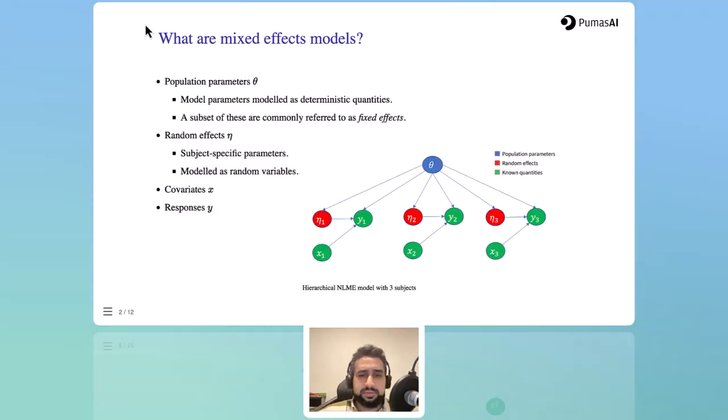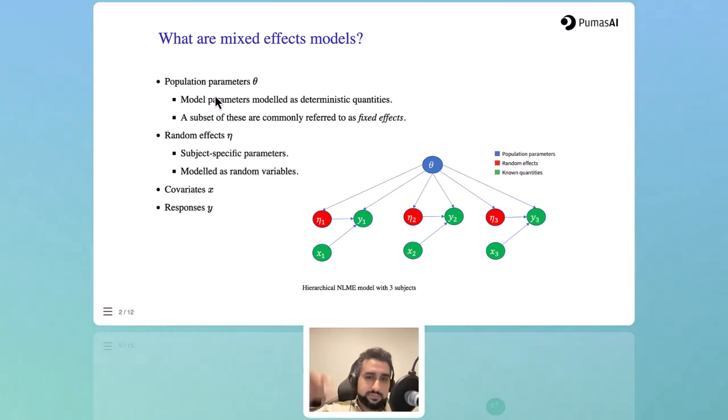So first, let's take a look at what a mixed effects model is, or a nonlinear mixed effects model, if your model is nonlinear. Such a model generally has something called population level parameters. So we have data from multiple subjects, or multiple images if it's image data, or multiple individuals in general, perhaps in a population.